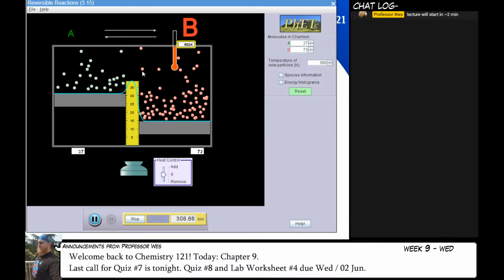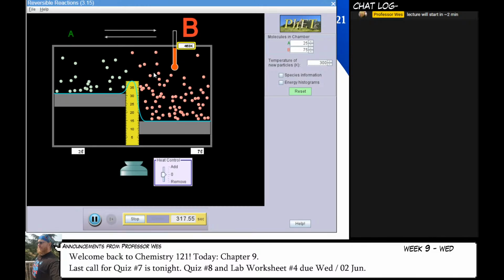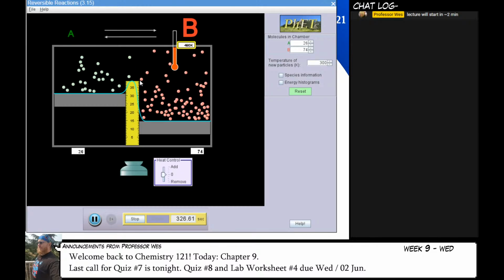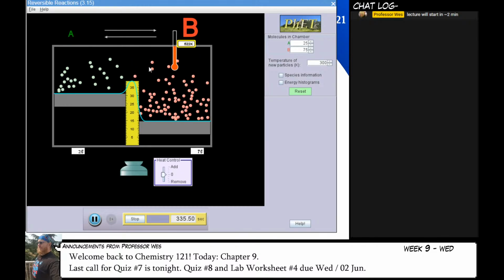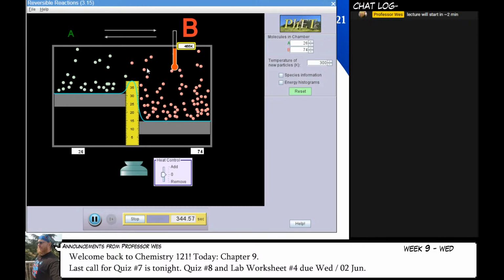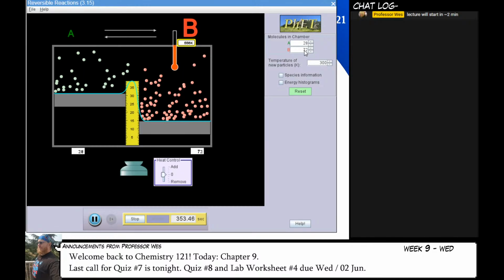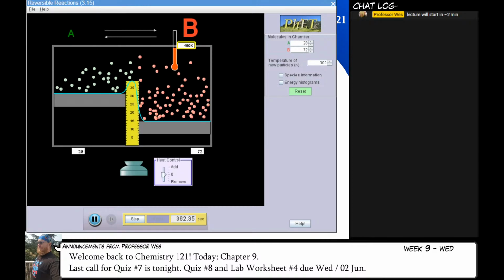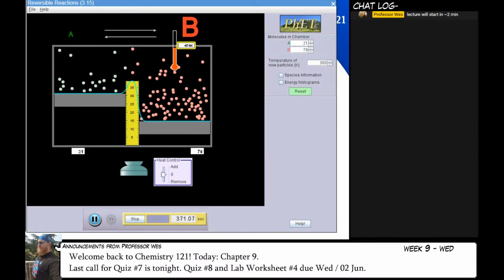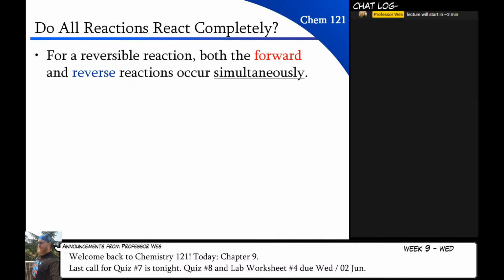So here a bunch of things just turn into products. There goes some more products. Here comes some reactants back. And we're very slowly equilibrating to some number. What that number is, I actually don't know. I just sort of set this up to see what would happen.